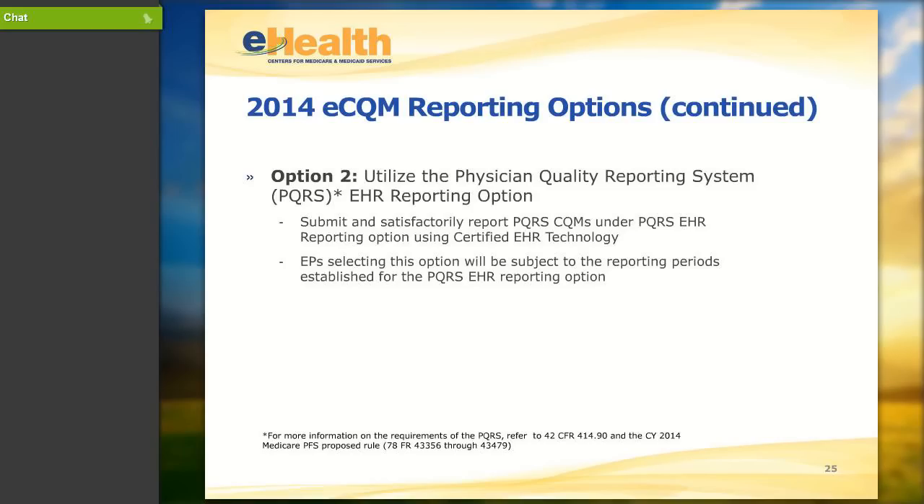The other option here, if you have the latest, most updated certification specs for your EHR, is that you can report electronically through the Physician Quality Reporting System option. Your EHR will be certified to actually compile and submit that data. There obviously is a different reporting period for PQRS. We'll have some information on our website about how that will happen, but essentially it will happen after the close of the calendar year, and it will happen separately from your actual meaningful use attestation.